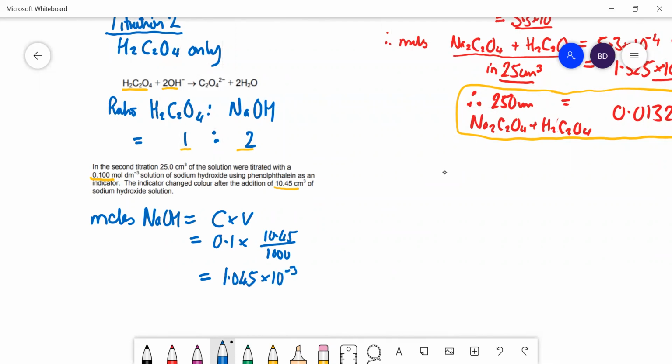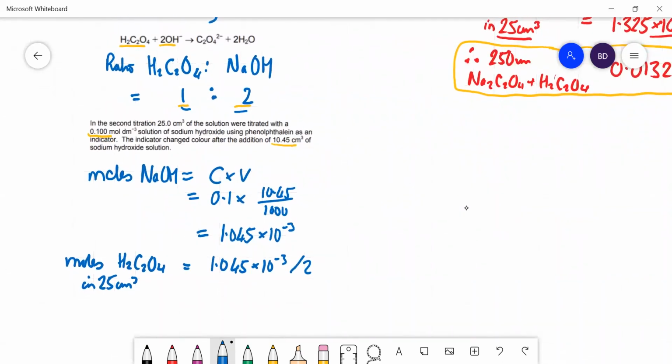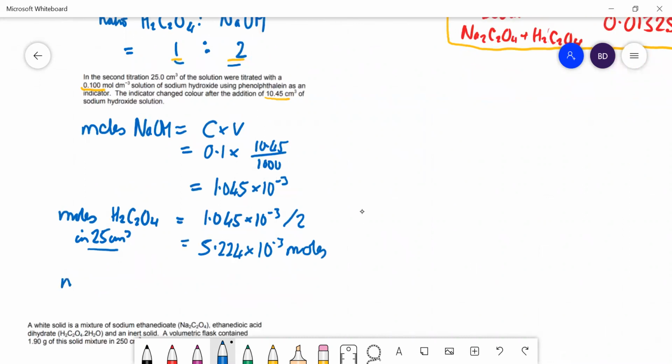Now it's a 1:2 ratio, so to get the moles of ethane dioic acid that's in 25, we are going to have to do that number divided by 2. So 2:1 ratio, and that is equal to 5.225 times 10 to the minus 4 moles. And that, of course, is in 25 centimeters cubed. So in 250, which is the total volume we had, the moles of that in 250 is going to be 5.225 times 10 to the minus 3 moles.